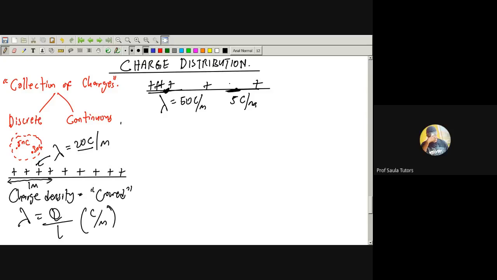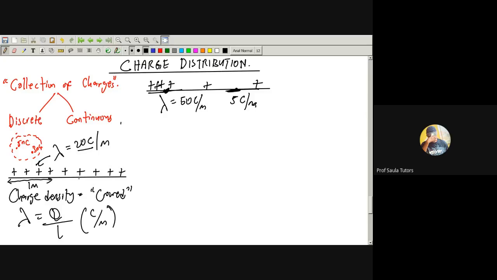Now, the second charge distribution we are going to look at is this. The boy is making noise. Can you hear the voice of the small boy in the background? No, sir. Okay. Please hold on.